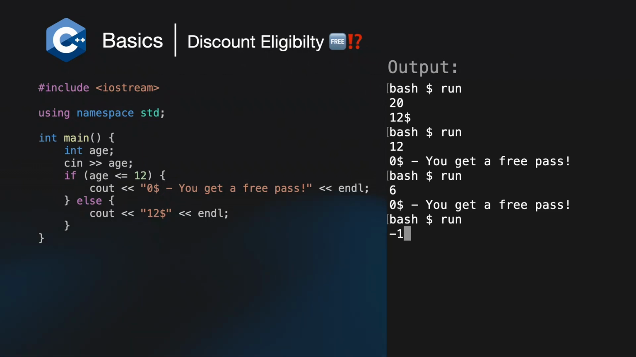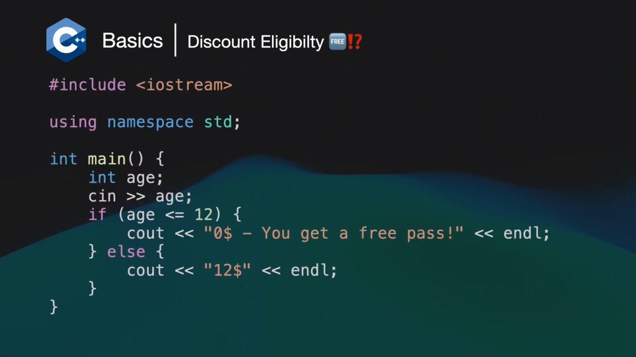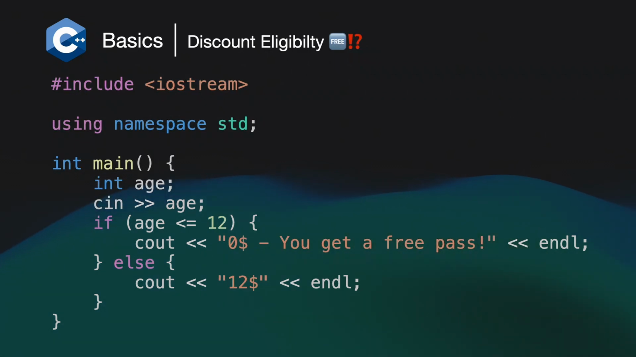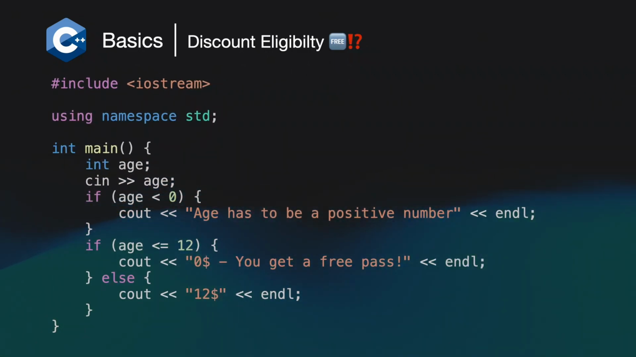But what if the user enters a negative number as their age? Because any negative number is lesser than 12, they will get a free pass. To prevent this, we can add an if statement to validate the input. So our program can print an error message if the age provided is negative or smaller than 0.